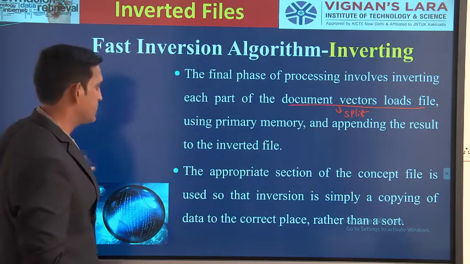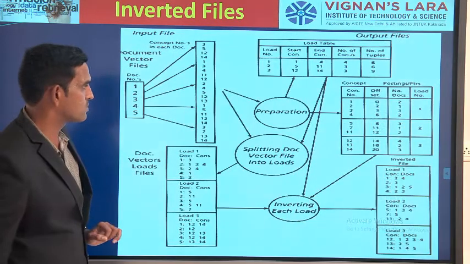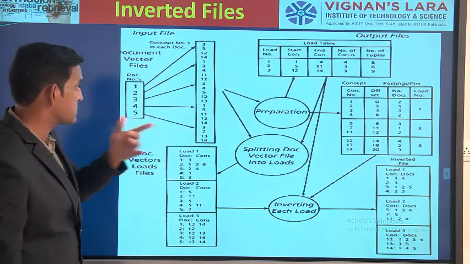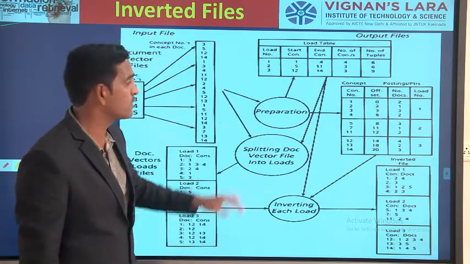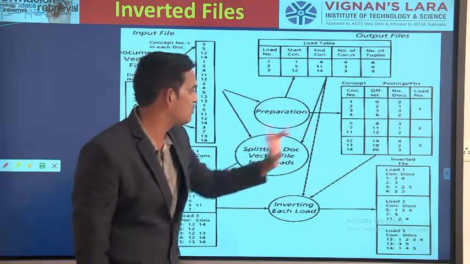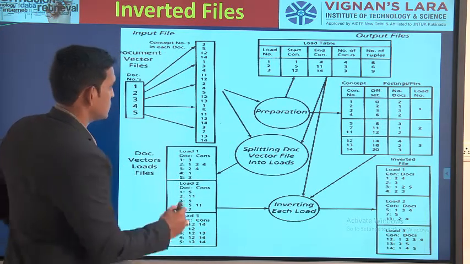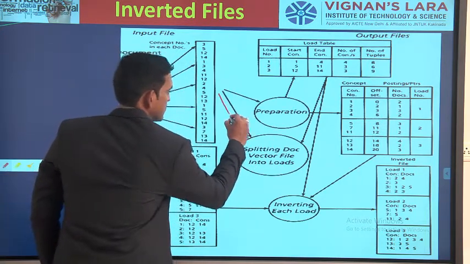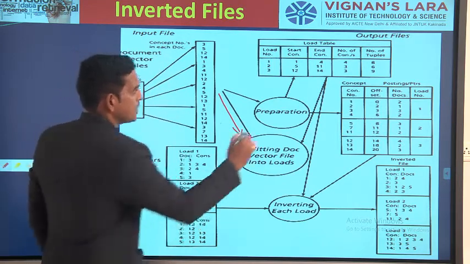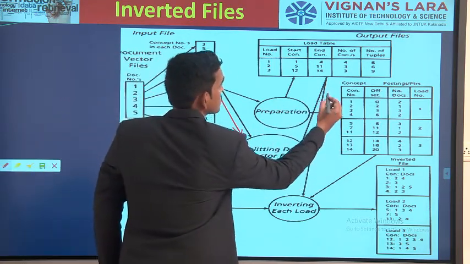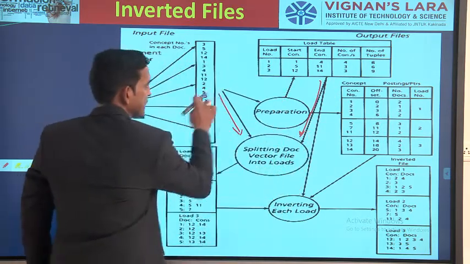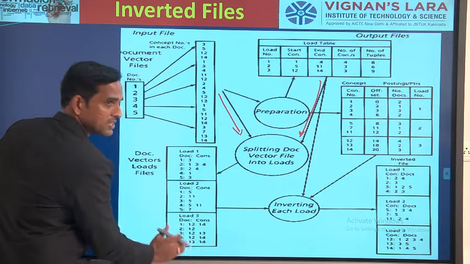So how will this be done? If you see the complete process, the first step is the preparation step where you have created your load file and the postings file. Next, in the splitting process, you take the document vector file and your load file. You will be taking these two files to create the splits.